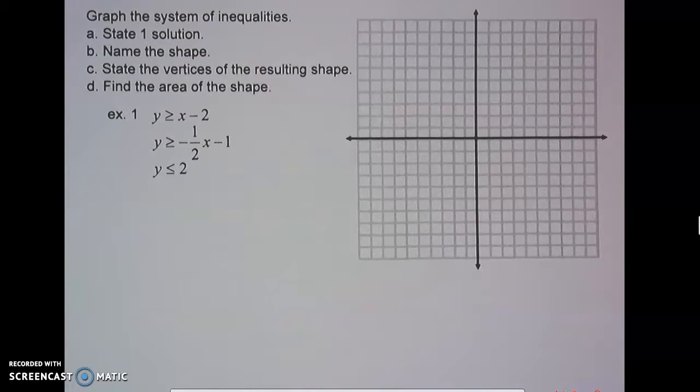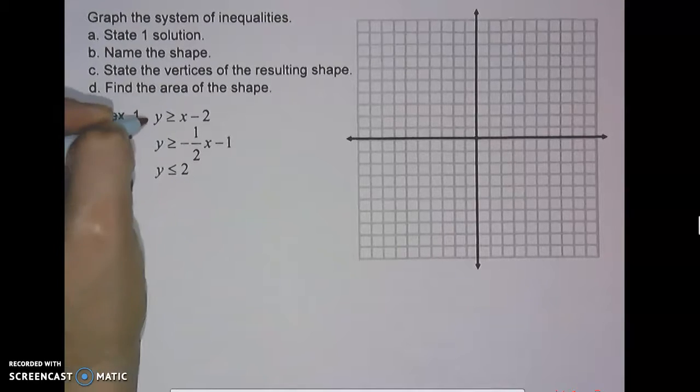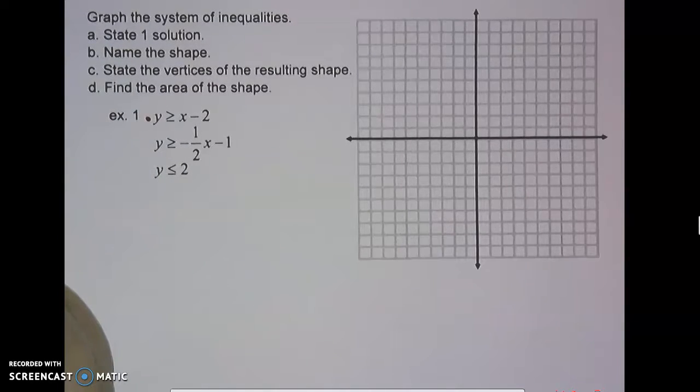So here we go. If we have y is greater than or equal to x minus 2, y is greater than or equal to negative 1/2 x minus 1, and y is less than or equal to 2, we're going to graph those. Technically it doesn't matter which one you do first, but let's go with this first one. So I'm going to use red for that.